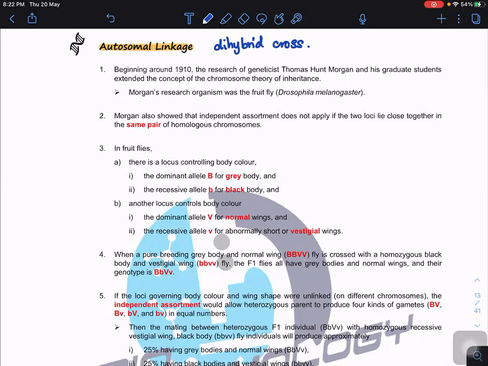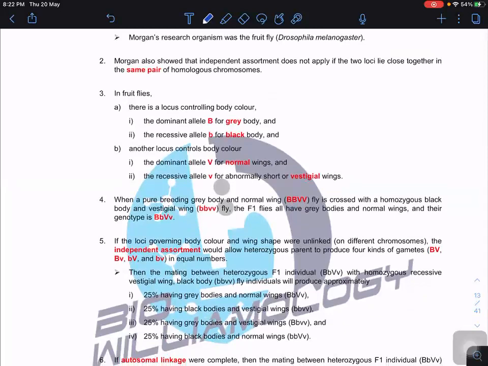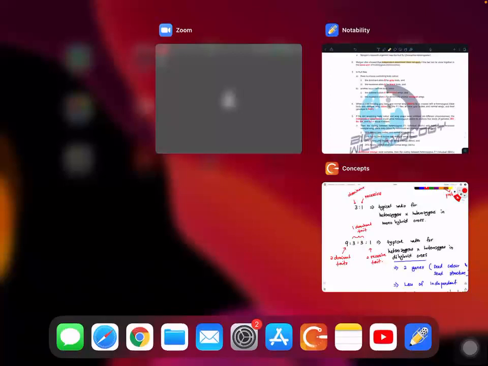Okay, so Morgan also showed that independent assortment does not apply. This is a very, very important part. Independent assortment does not apply. So why does independent assortment not apply? Let us look at these conditions now.